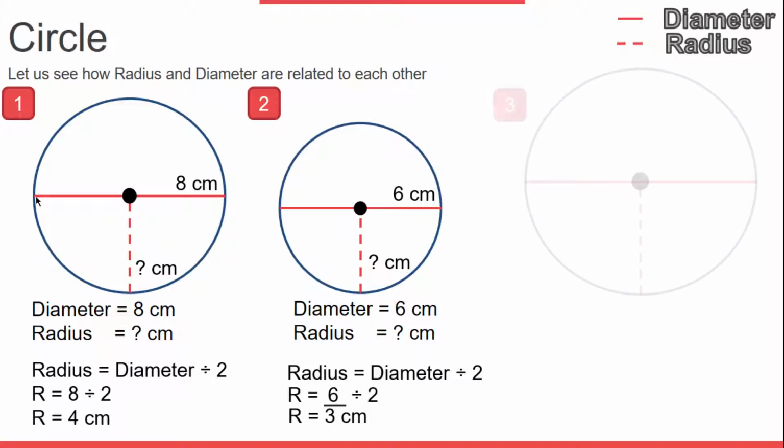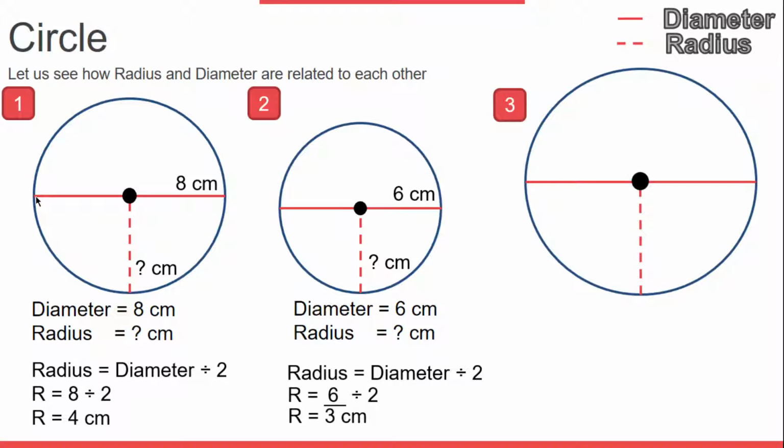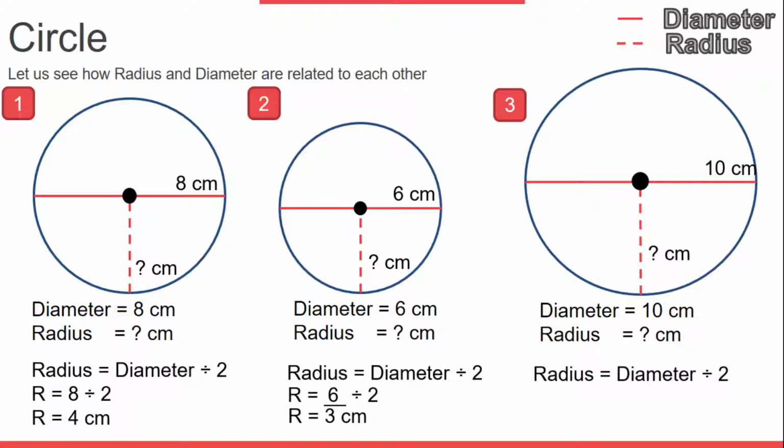Okay, and the third question. The third question is when the diameter is 10 centimeters. Okay, here you can see the circle is bigger, so the diameter is 10 centimeters. So again, we are going to write the information first, which is this. And once we write the information, what we need to do is write the formula. Okay, so radius equals diameter divided by 2, and then I write R equals dash divided by 2.